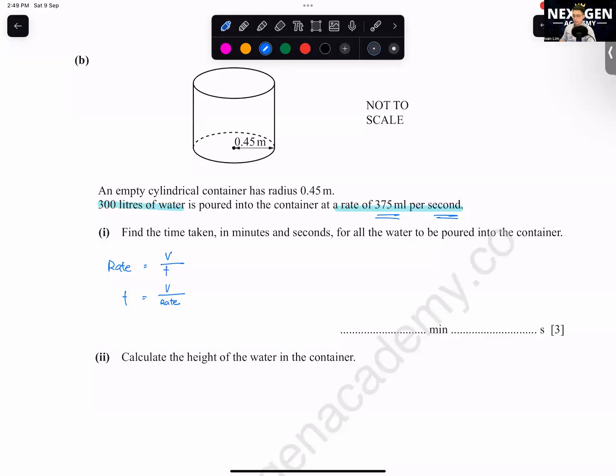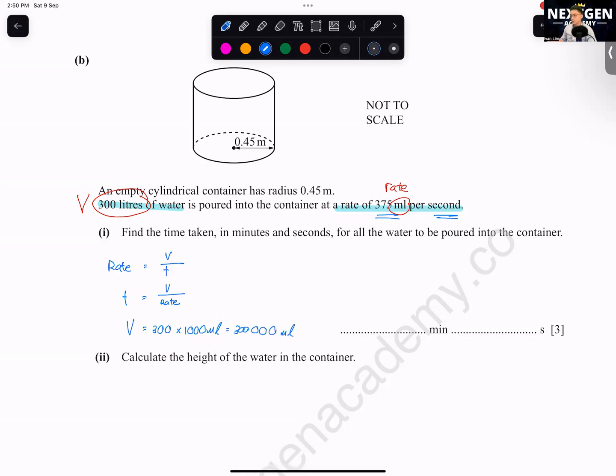So what's volume over rate? We have to see the units first. Look at the units here. Your volume is 300 liters. This is my volume. But you look at the rate, it is in ml. So you need to convert all of it to the same units first. You either change it all to liters or all to ml. I prefer changing to the smaller one, which is ml. So your volume is 300 times 1000 ml.